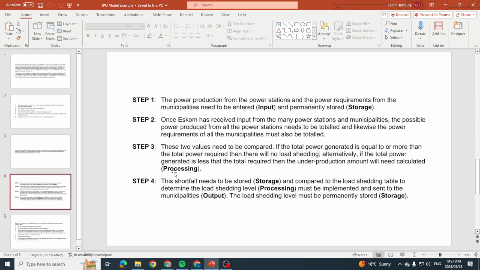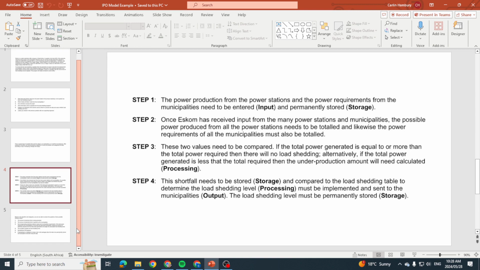If you take the example of your cell phone, the fact that your cell phone is now searching through its memory to see if you already have that number saved, that is the processing. The storage is obviously where we save it, and the output is when we have a look at everything, or when we look at that number. So here in step 4, this shortfall needs to be stored and compared to the load shedding table to determine the load shedding level. The processing must be implemented and sent to municipalities. That's output. And then the load shedding level must be permanently stored.